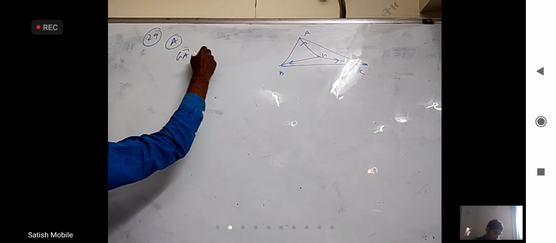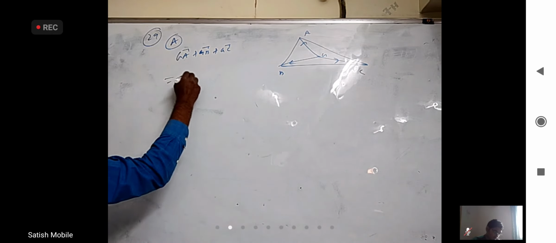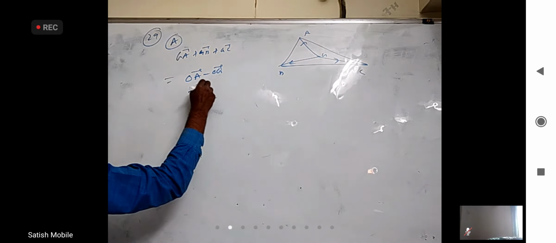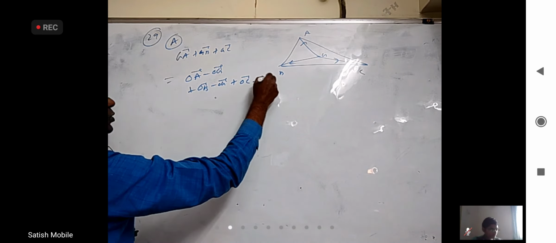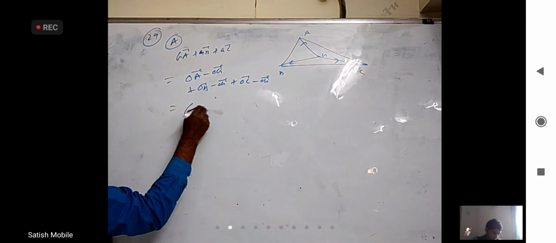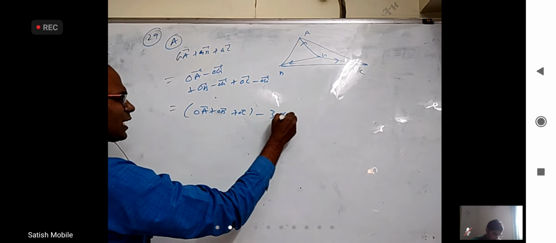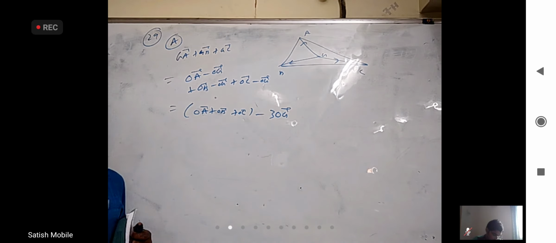GA bar plus GB bar plus GC bar. What is GA bar? OA bar minus OG bar. GB bar is OB bar minus OG bar. GC bar is OC bar minus OG bar. That is OA bar plus OB bar plus OC bar minus 3 times OG bar. You don't have to ask where is O. Origin can be anywhere in the space.